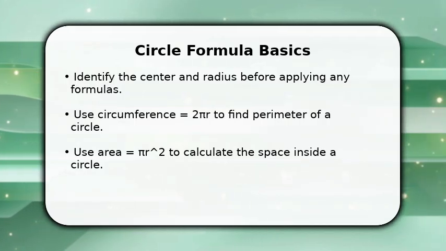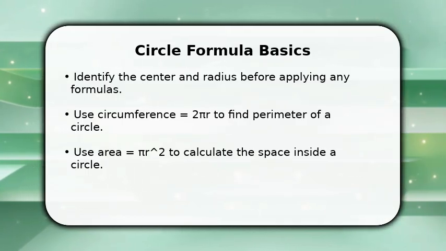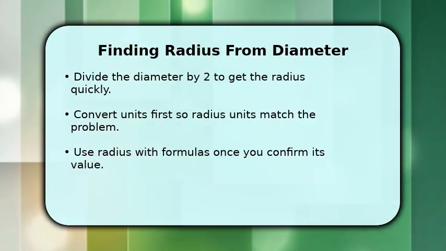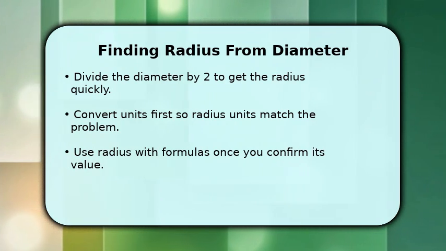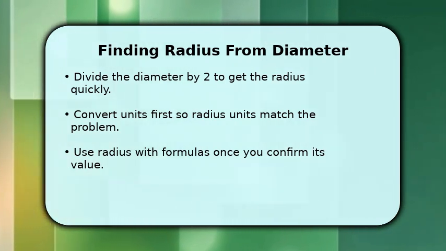I will walk through sample problems with simple numbers, show common mistakes to avoid, and give tips for checking your answers. To find a radius from a diameter, divide the diameter by 2 and rewrite units if needed. I'll demonstrate converting centimeters to meters and how that affects area calculations.